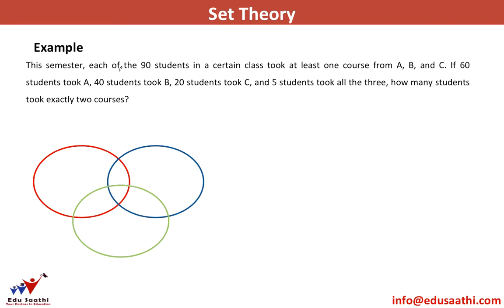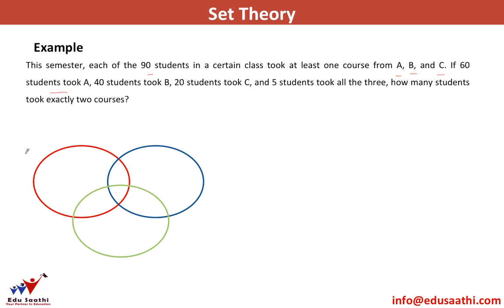Let's look at another question here. This is exactly the same as we did in the previous question, but there's a slight change in what the question is asking us. This semester, each of the 90 students in a certain class took at least one course from A, B, and C.